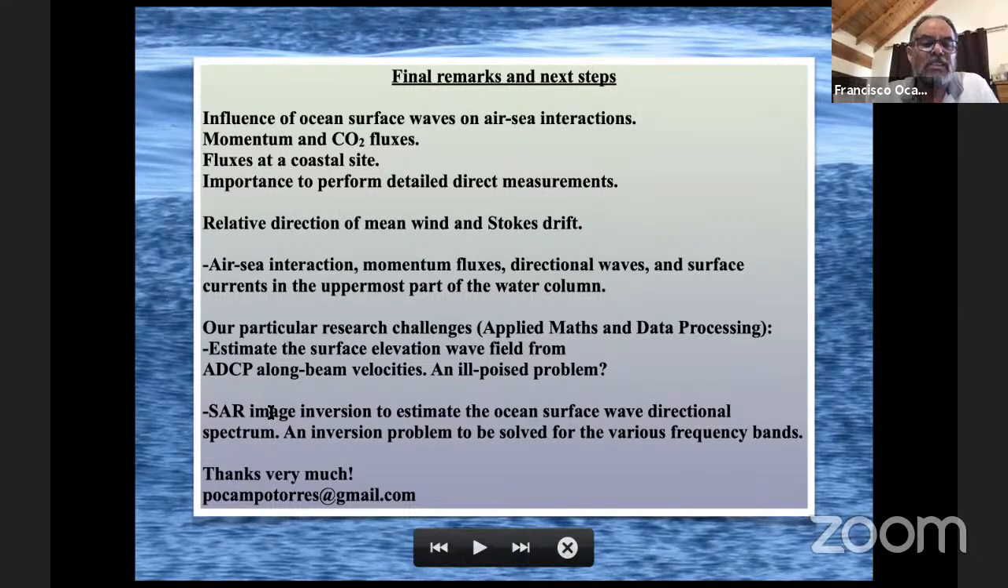Another particular challenge is the SAR image inversion. In other words, strictly speaking, the SAR image spectrum inversion to estimate the ocean surface wave directional spectrum. We would like to reach an inversion scheme, and the problem has to be solved for the various frequency bands that we are using, essentially X band from the German satellites and C band from the European Space Agency satellites. And with this, I finish. Thanks very much for your attention, and we welcome any comments or questions.